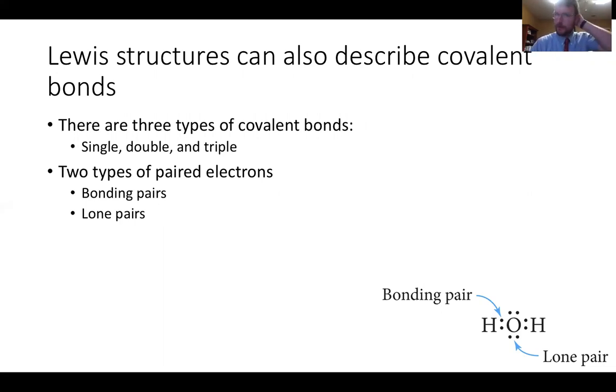There are two types of paired electrons. We have the bonding pair, and then whatever electron is not taking part in bonding is known as a lone pair. It's just chilling out in space. And so it is a lone pair.